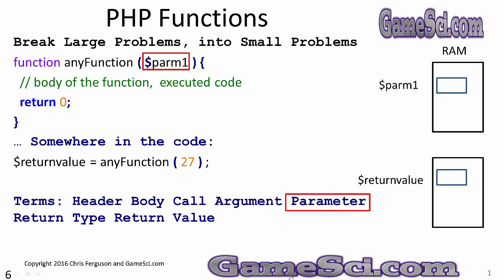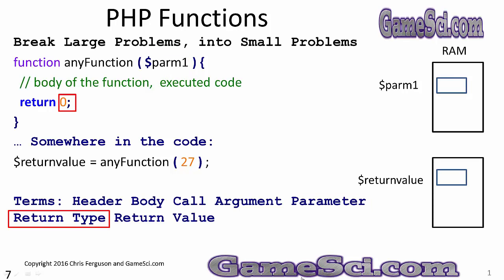A parameter to the function. The argument 27 gets assigned to this variable $parm1. The parameter is input to the function. The function needs some input in order to do its job. You send it as a parameter.